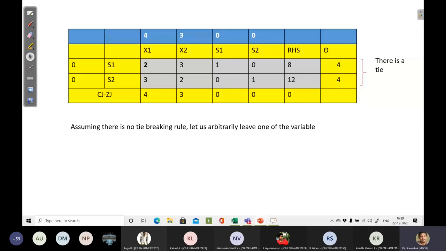No artificial variable present here. Both are slack or surplus. So no tie breaking rule. You can select any one of these arbitrarily. You can choose S1 or you can choose S2. It is up to you. Whatever you choose, it is correct. No tie breaking rule in these cases. If an artificial variable is present, you can go for the artificial variable. If not, you can choose anything arbitrarily.